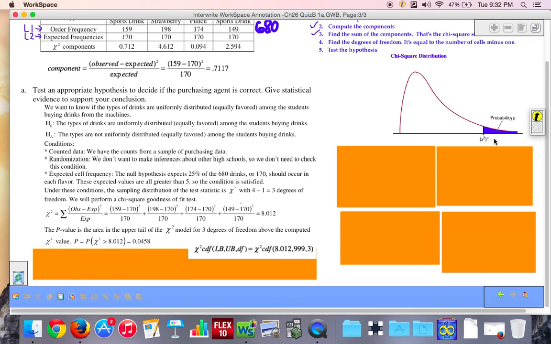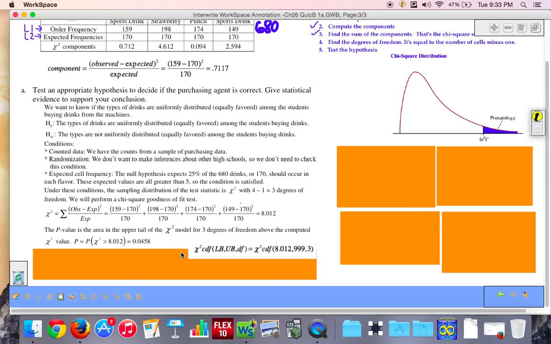That's the probability of chi-squared being larger than 8.012 is 0.0458. So that's a small p-value. It's less than an alpha level of 5%. So with the small p-value, we know we're going to reject our null hypotheses.